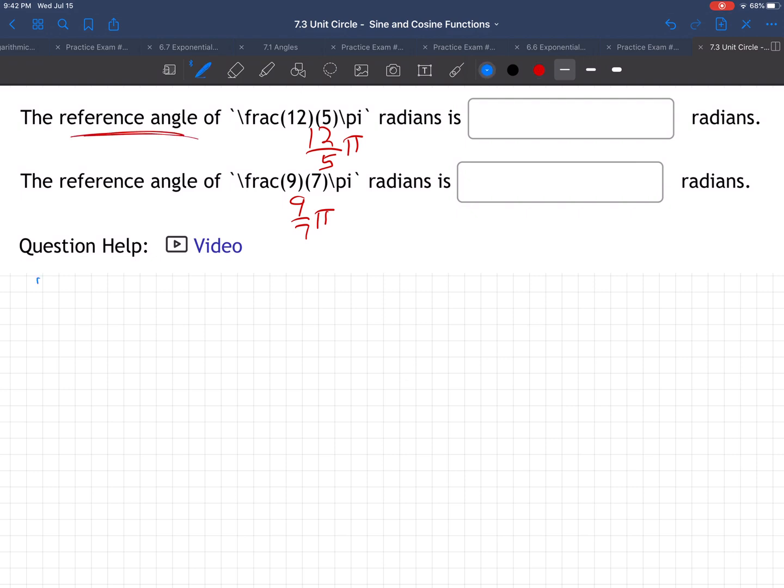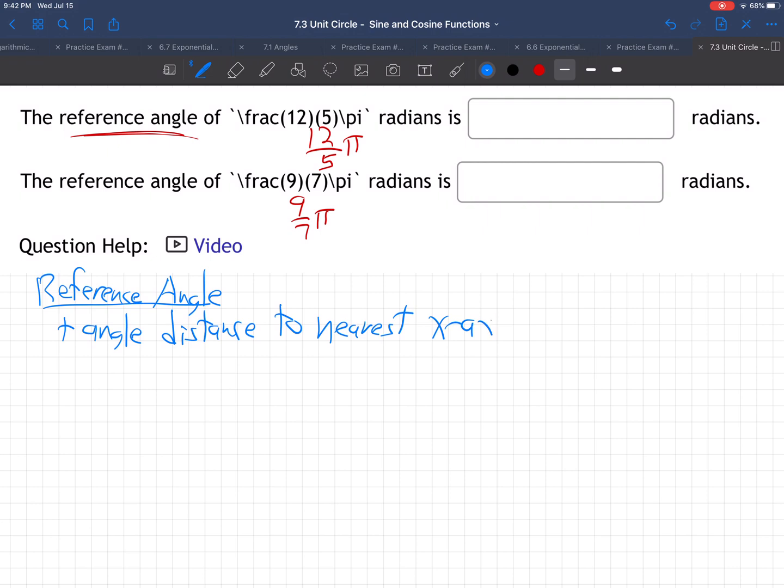Well, we have to be clear what a reference angle is first off, and a lot of times people aren't clear. A reference angle is the positive angle distance to the nearest x-axis.